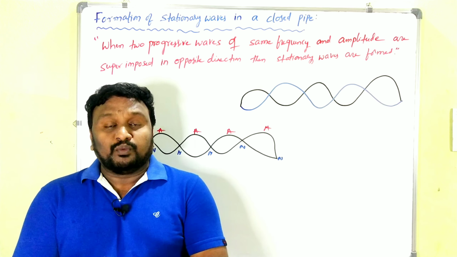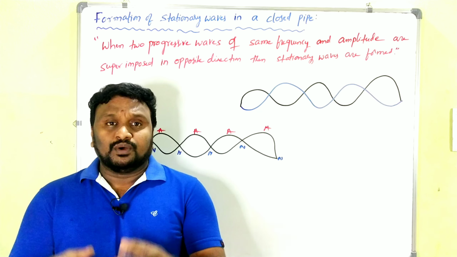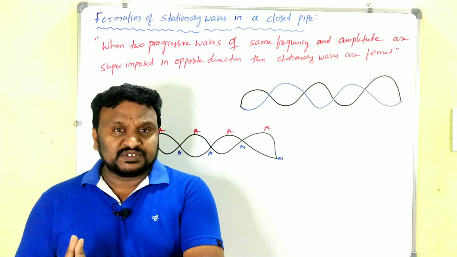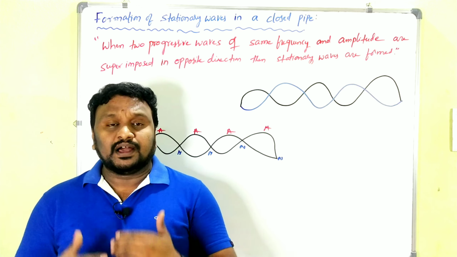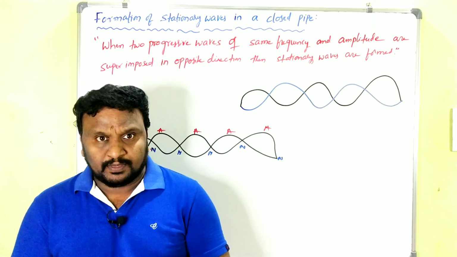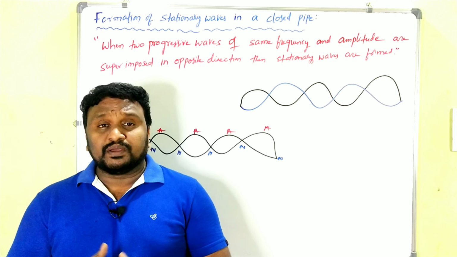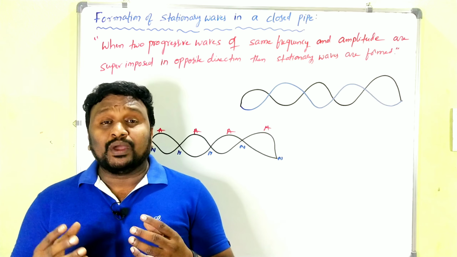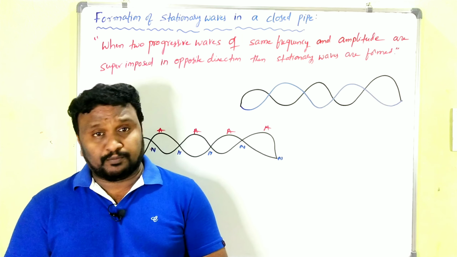Okay, now without delay I am coming to the topic. So dear children, how are the stationary waves formed? I already explained this in the previous video, but to understand this question very simply, I want to give a definition first. What is a stationary wave? When two progressive waves of the same amplitude and frequency are superimposed together, they can constitute a stationary wave.